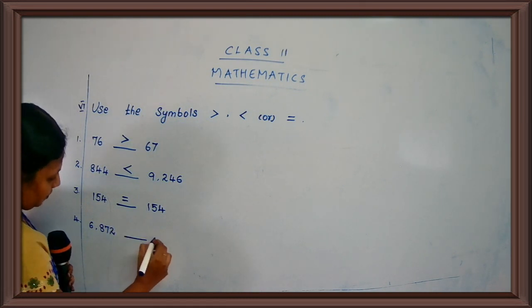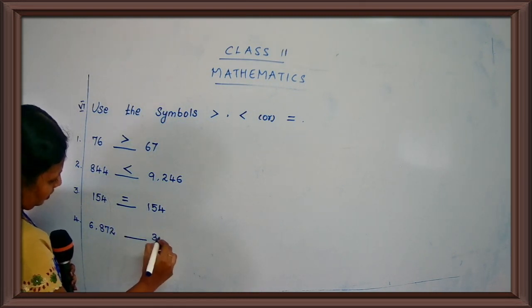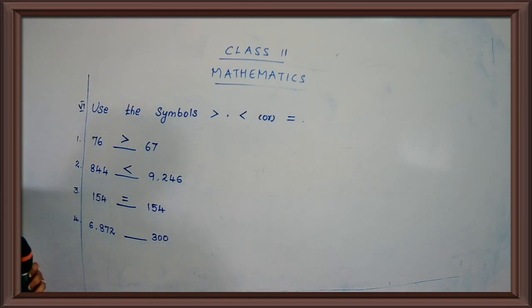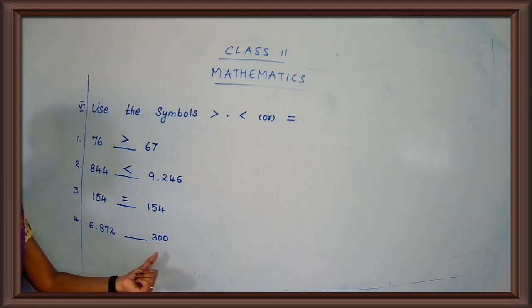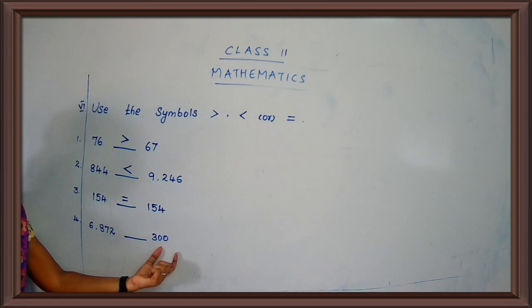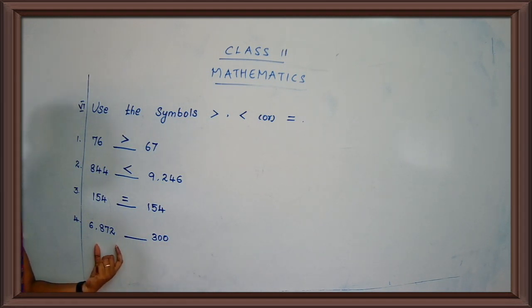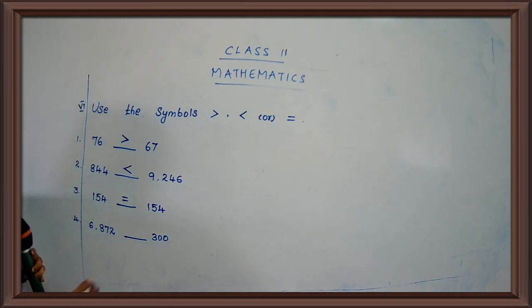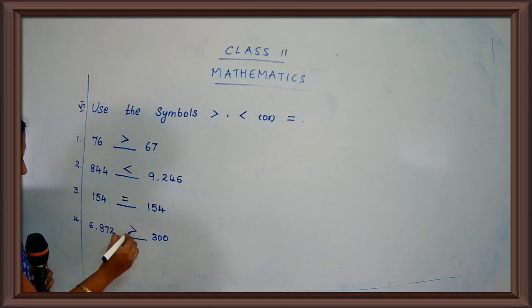6872 and 300. Okay, this is how many digit number? 1, 2, 3, 4. 4-digit number. This one, how many digit number? 3-digit number. If you are comparing the digits, is a 3-digit number greater or is a 4-digit number greater? 4-digit number. The left side number is the greatest number. So we have to use the symbol greater than.